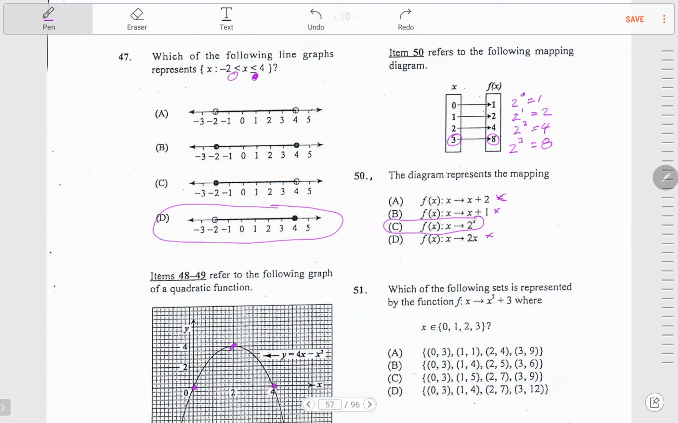C is the one that works, 2 to the x. All right, x maps onto 2 to the power x.